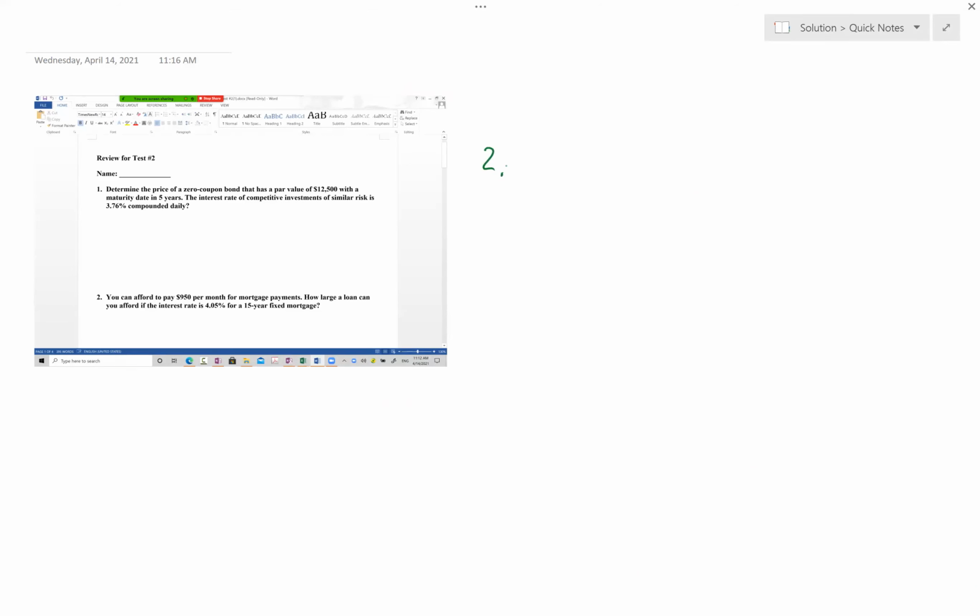So question number 2. You can afford to pay $950 per month for mortgage payments. How large a loan could you afford if the interest rate is 4.05% for a 15-year fixed mortgage? And here, the hidden information is compounding monthly, right? All these mortgages are typically compounded monthly. This is something hidden, but basically that's common sense.